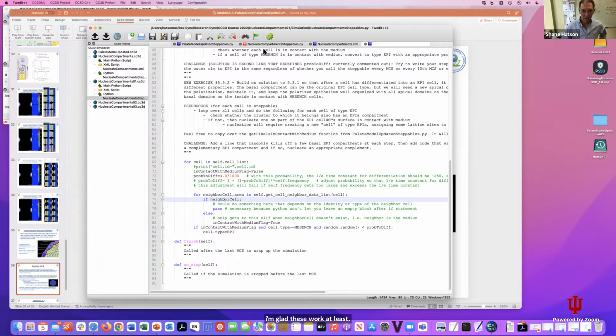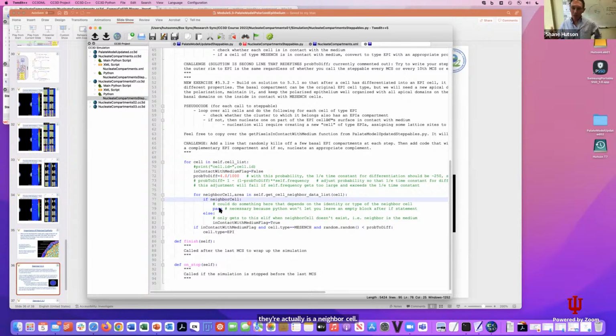So back to thinking about this here, right? We're going to loop over this get cell neighbor data list again, and remember it's tuples. So the first element is the neighbor cell itself, a little bit better naming here. And the second element is the area, the contact area between the cell and the neighbor cell. If the neighbor cell exists, we're just passing. We don't want to do anything if there actually is a neighbor cell. We're testing whether it's in contact with medium.